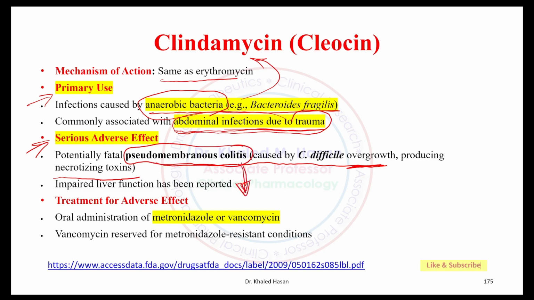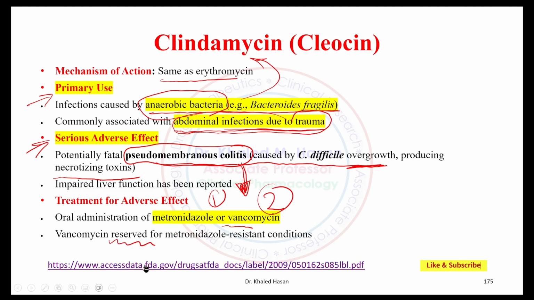So if the patient comes to the clinic suffering from an adverse effect of clindamycin, with symptoms of abdominal pain, diarrhea, or bloody diarrhea, for example, we can treat the patient with metronidazole or vancomycin. Metronidazole is the first choice for treatment. The second choice will be vancomycin. Vancomycin should be reserved for the patient who resists metronidazole.